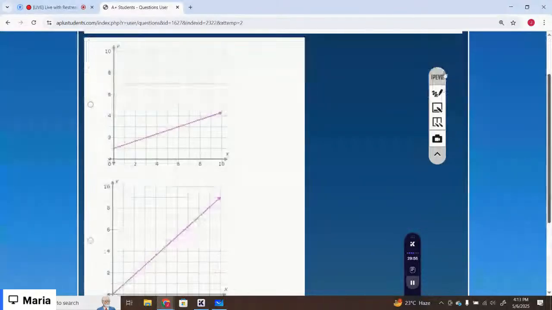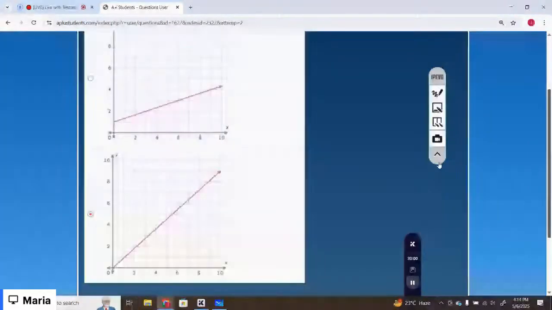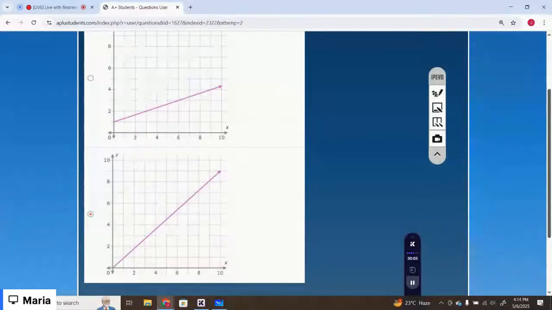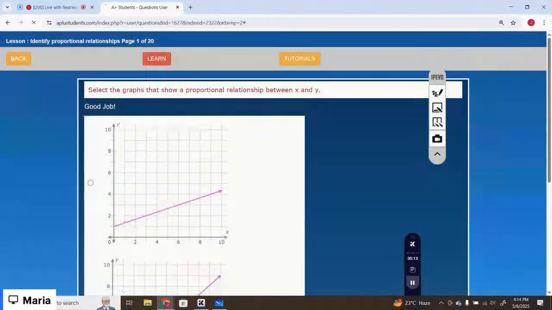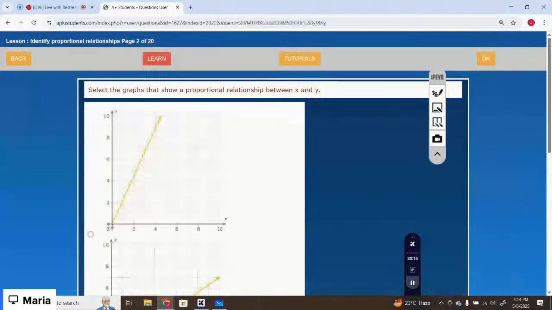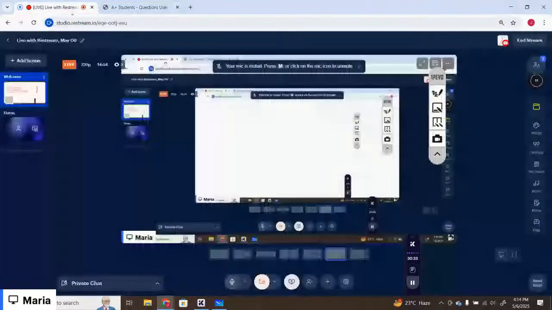Option number two is the correct option because that is a straight line passing through the origin. So, that is the proportional relationship. One is also a straight line but does not pass through the origin. So, option number two is the correct option. That is a straight line passing through the origin. Select the graph that shows a proportional relationship.